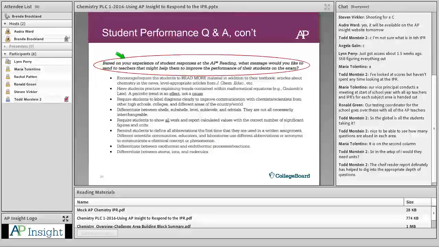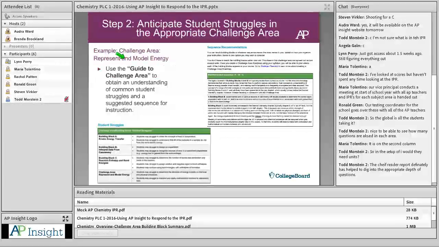And so this, again, helps direct you as to what kinds of activities you want to use. Again, with the AP Insight program, those free response questions that are used as the assessments at the end of those challenge areas also give you some great depth of question for you to practice with.